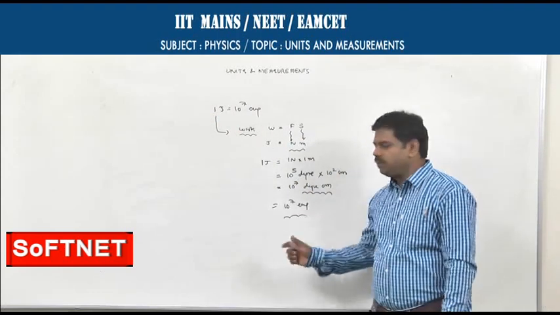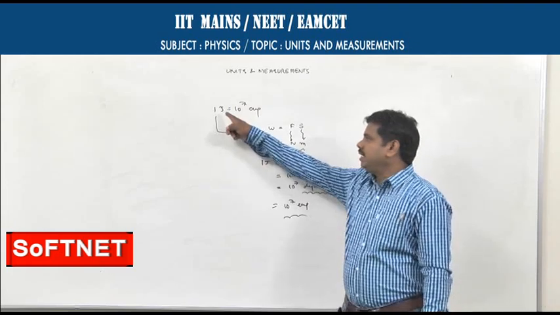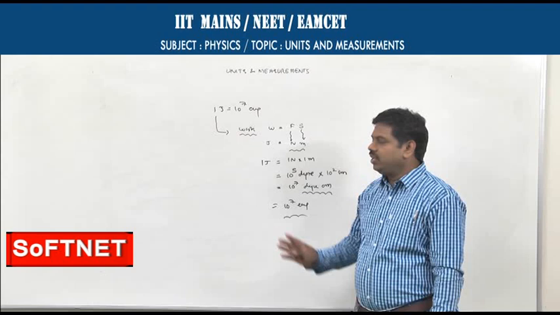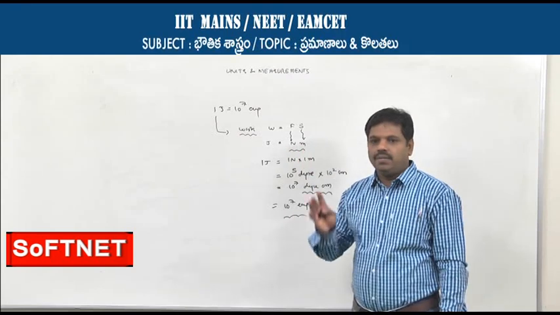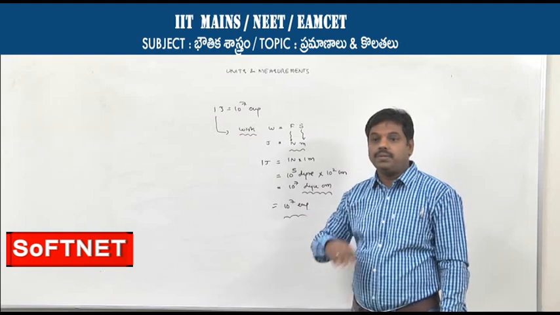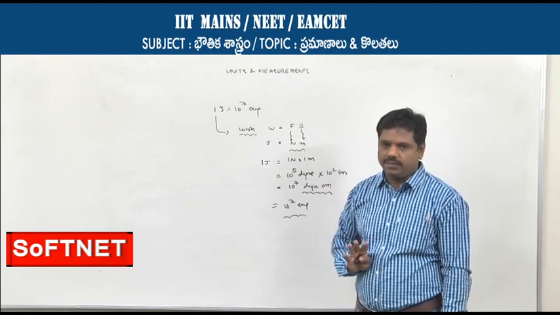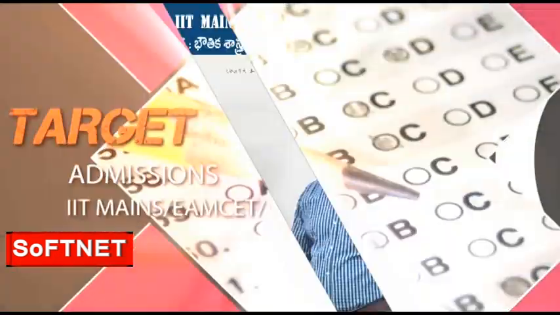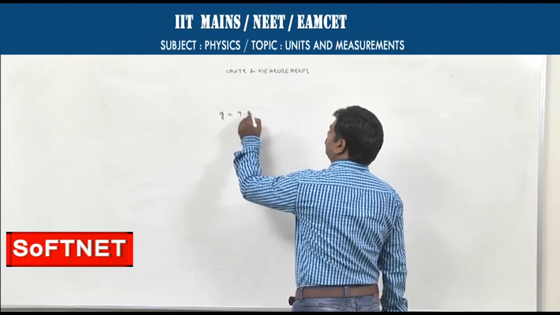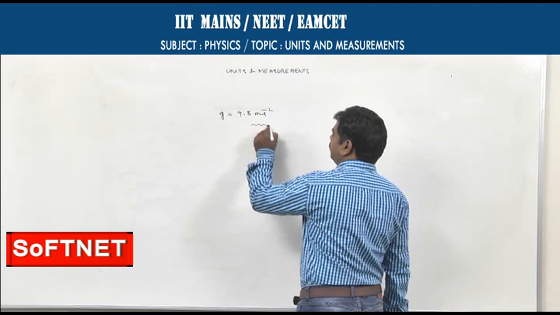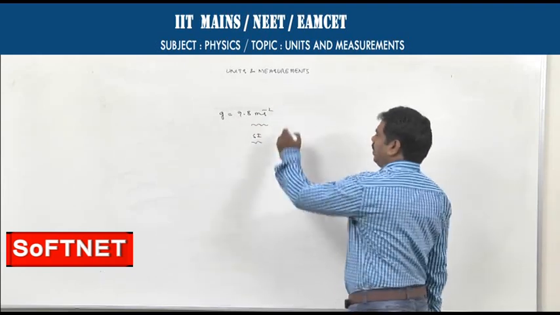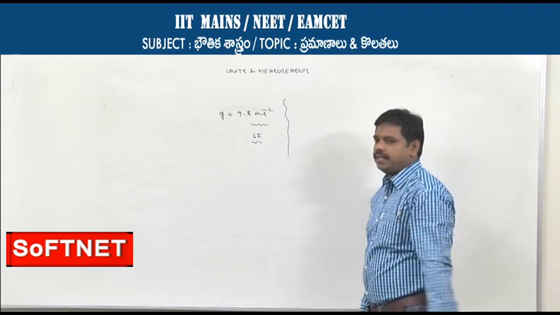In the previous two examples, we know one is the SI unit and the other is the CGS unit. If you would like to convert a physical quantity's unit from a known unit to an unknown unit, how do we find that? Let us discuss that. Here we know that the acceleration due to gravity is equal to 9.8 meter per second square in SI units.